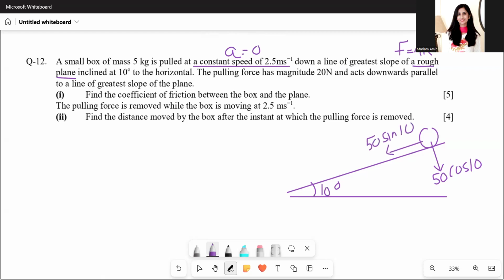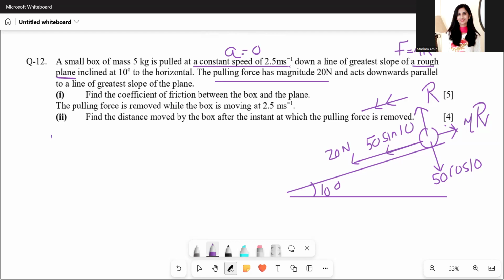Okay. Upwards is always the normal contact force, and since it's going down the plane, there's going to be friction in the backward direction, and friction's formula is mu R. And the pulling force has a magnitude of 20 Newton. There's also another pulling force. Maybe there's a string pulling this downward or whatever. So there are actually two forces in this direction, 20 Newton force and 50 sine 10, which is the component of weight in the downward direction. Find the coefficient of friction between the box and the plane.